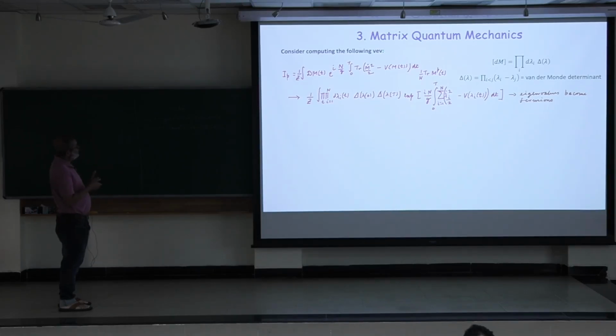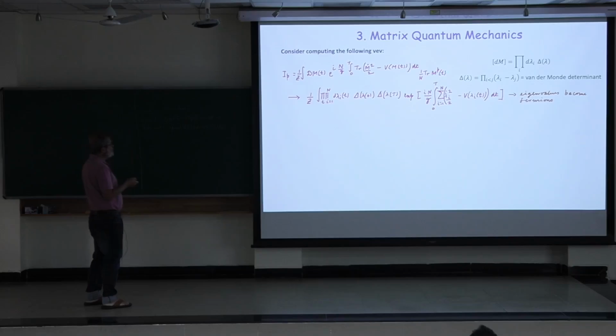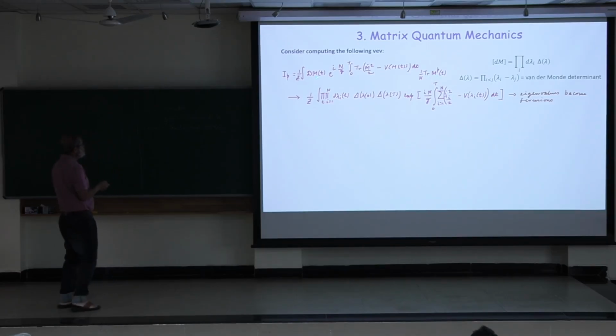So first I'm going to talk about matrix quantum mechanics and computing some 1-point function, the expectation value of this moment. This is called the pth moment of the matrix. Here I'm talking about a random matrix, a matrix as a function of time, and this is the action. There's a kinetic term and a potential term, and there's a trace here. Now you can just do this path integral and see that.